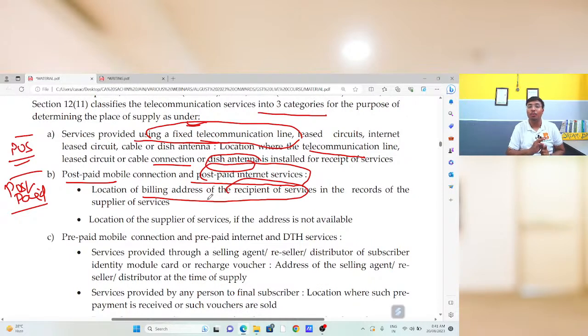MTNL is registered in Mumbai, Maharashtra, and I am also in Mumbai, Maharashtra, and I am going to take the services of MTNL. In that case, MTNL has the address of my place, so CGST and SGST will be charged.